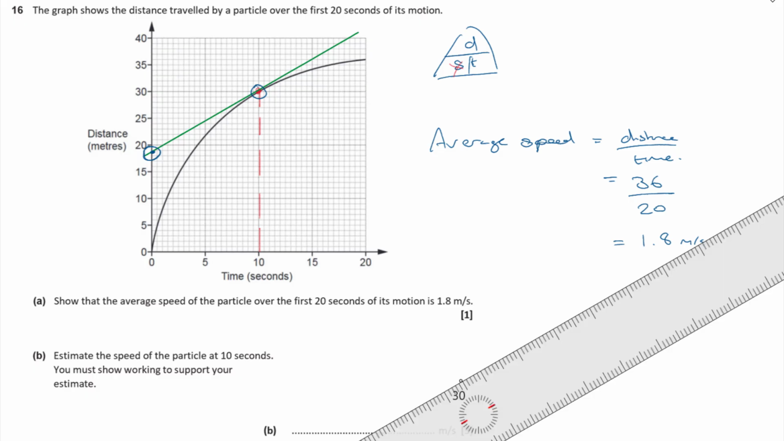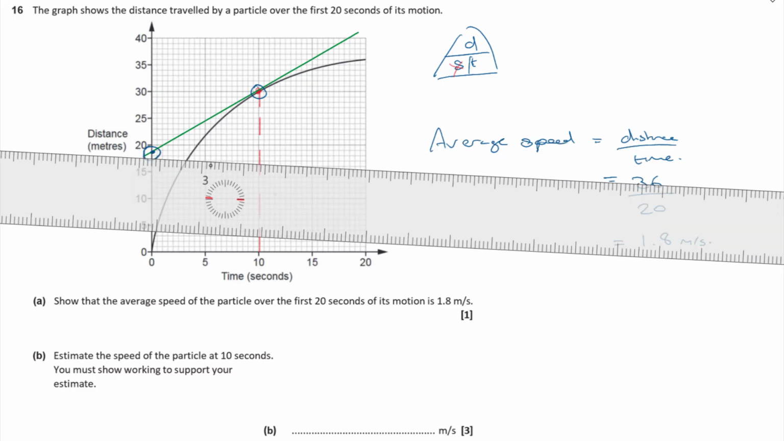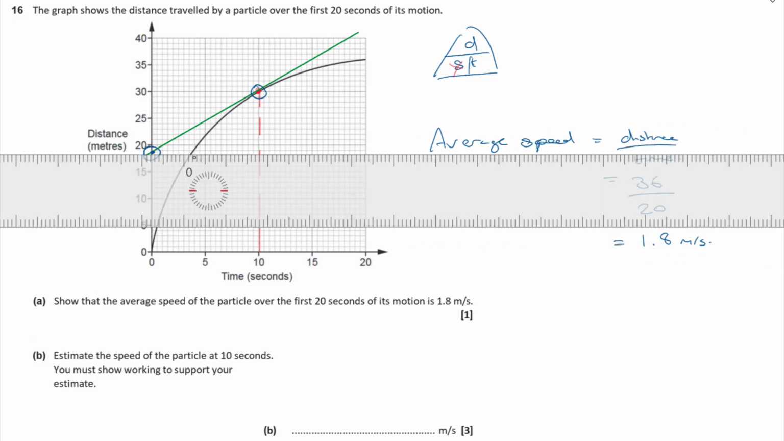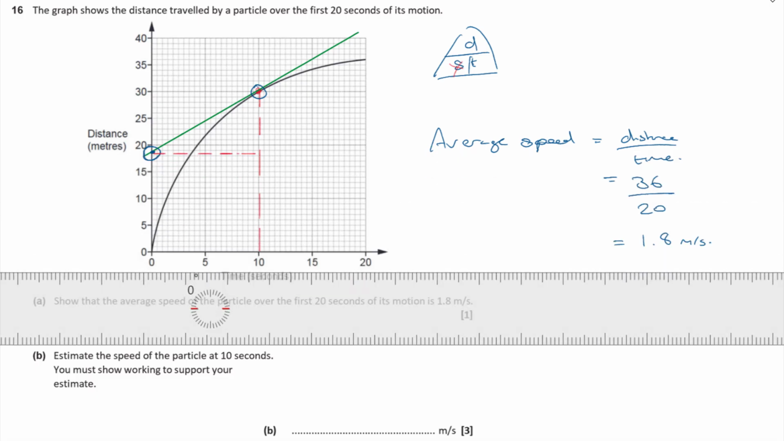Okay, so how far is it from there to there? I'll make a little triangle here. That distance is easy to work out because it's just 10. That's the time that we took. And then the change in y goes from 30 to 18, so that's 12 in that direction, isn't it?